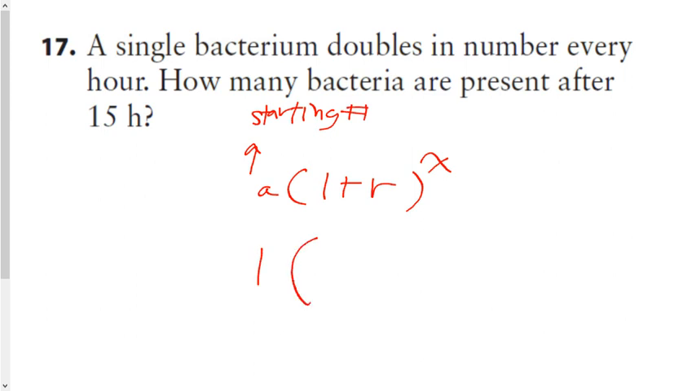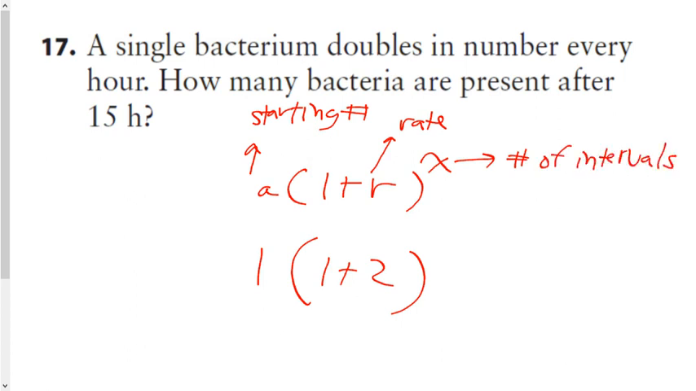And R is the rate of change. So in this particular case, it doubles, which means our R, our rate of change, since it's doubling, is going to be the number 2 for doubling. And the X here is the number of intervals, which means if it doubles every hour, and the question is how many bacteria are present after 15 hours, how many time units are we talking about? We're talking about 15 intervals.